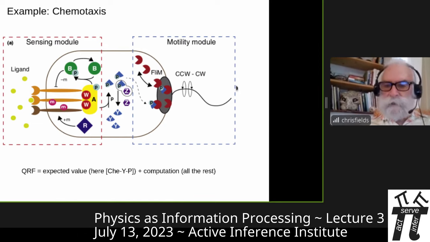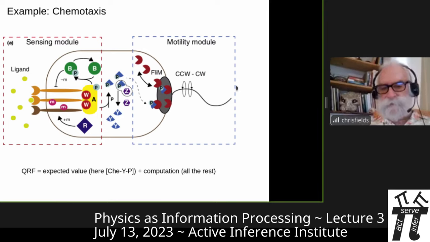So a QRF in general can be characterized as an expected value, which is here the concentration of this molecule, PY phosphorylated, plus a bunch of computation, which is all the rest of the things in this diagram. So this is a very simple QRF that's embodied by a bacterium.